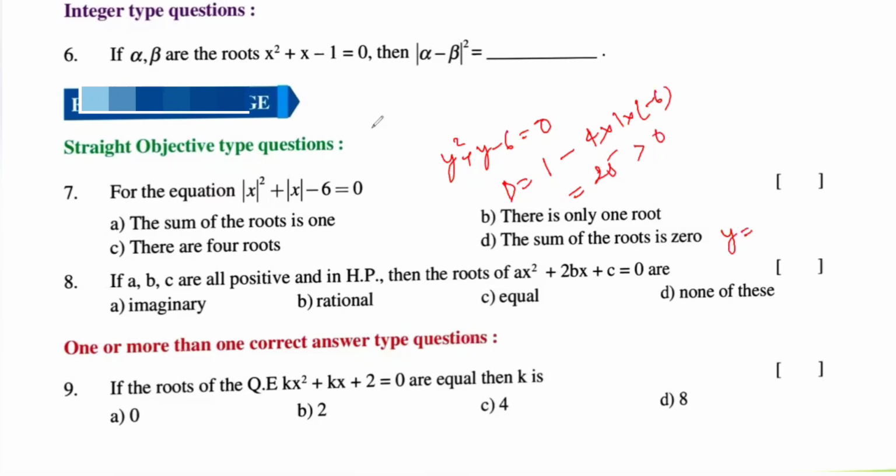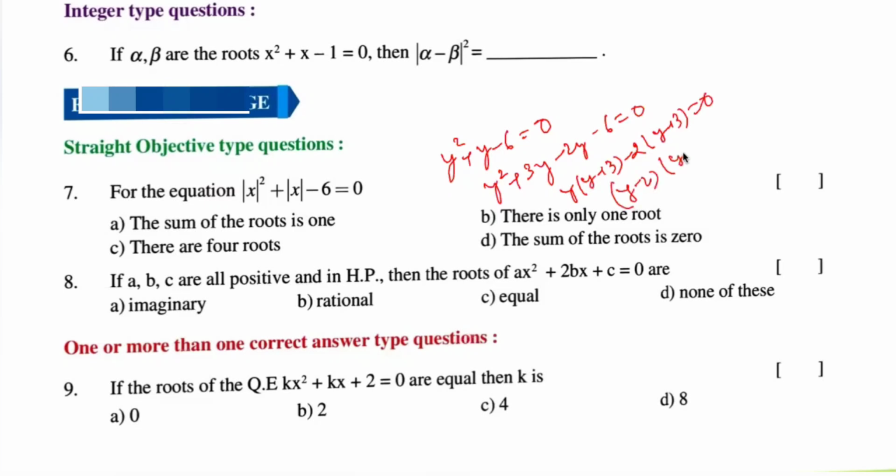But what is y? y is actually |x|, right? So in such cases, you shouldn't be actually doing this, but rather trying to find out the actual root, because that is what will decide what it is. So you find the actual: it is y² + 3y − 2y − 6 = 0, or (y + 3)(y − 2) = 0. Then y − 2 and this will be y + 3, right? So y will be equal to 2 and −3, right?